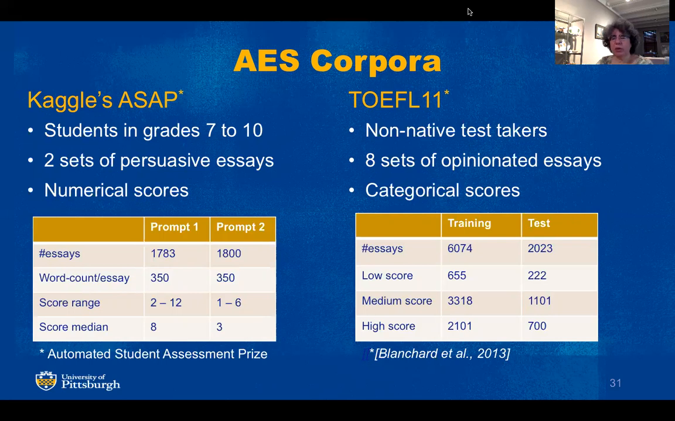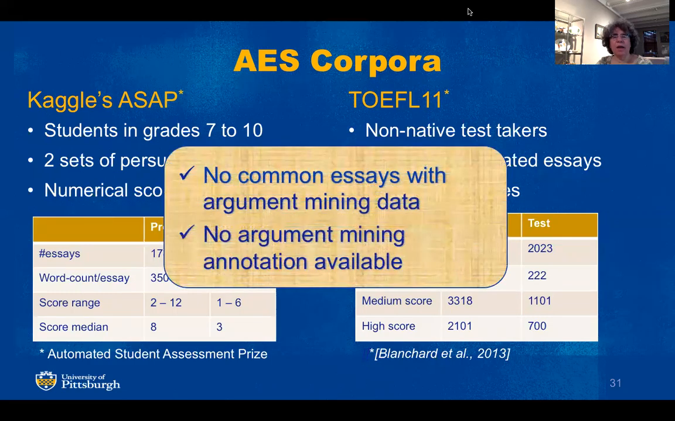The second corpus was created by ETS. It is from a non-native test population. There are 8 prompts rather than 2. And you can see here we have only 3 scores, low, medium, and high, while in the Kaggle data, we have a much wider range of score possibilities. And again, as I noted earlier, one thing that makes this particularly challenging is that there's no commonality between these 2 data sets and those that we use to train the argument mining system.